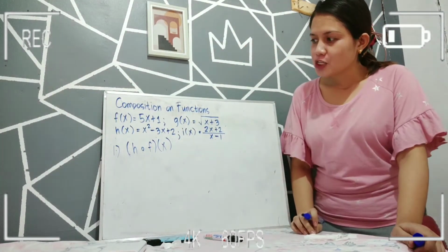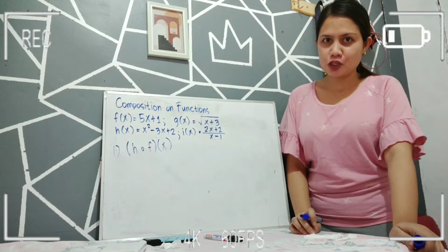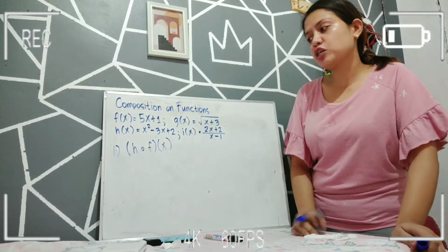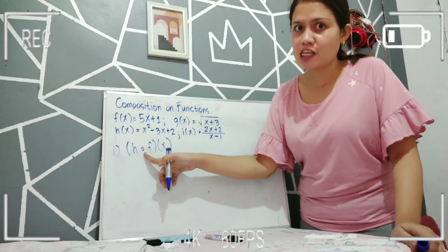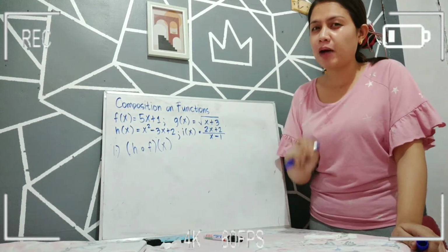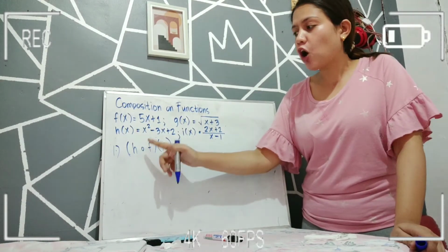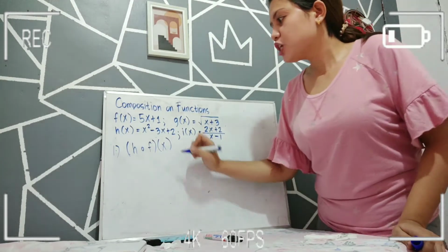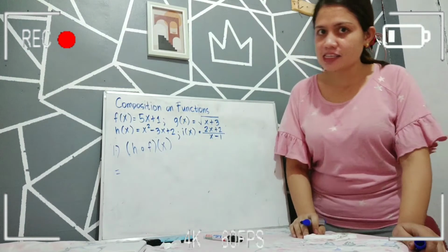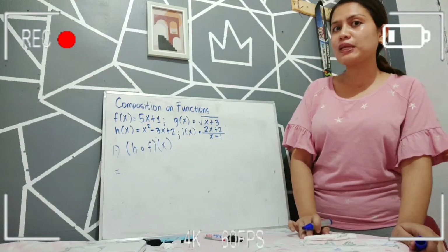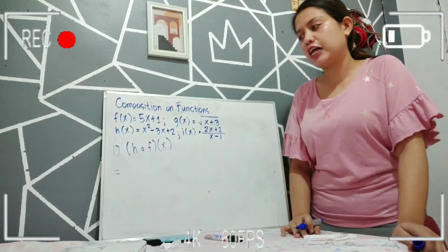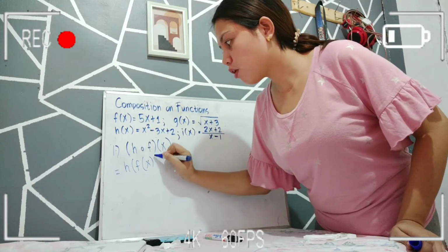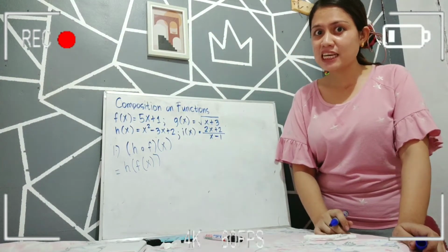So, what have you noticed in composition of functions? The symbol that we'll be using in composition of functions, class, is this small circle. We read this as the composite function of h and f of x. For us to solve it, class, the same as in operations on functions, we need to rewrite it into its equivalent form. So, we can write this as h of f of x. Can you see the pattern now?